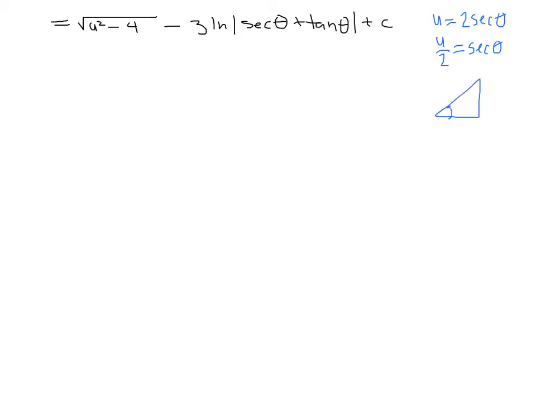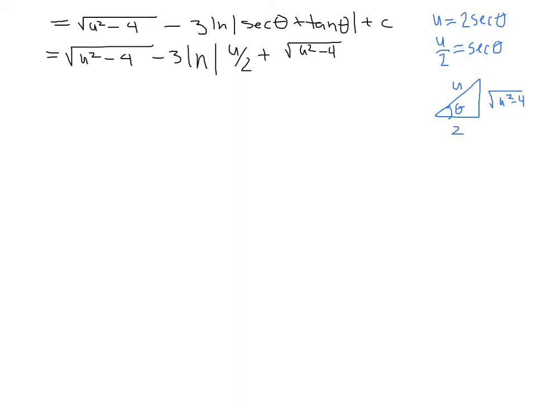So in our triangle, if this is my angle, the secant is the hypotenuse over the adjacent. So we have the hypotenuse is u, the adjacent side is 2, the other opposite side is root u squared minus 4. So we have root u squared minus 4 minus 3 ln. Okay, secant of theta is just equal to u over 2. So we have u over 2. Tangent of theta will be the opposite over the adjacent. So we have the root u squared minus 4 over 2 plus c.